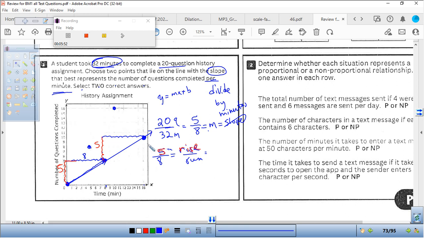Very sneaky question. I think I was very good. But I think it's a fair question. It's a slope. Rise over run.